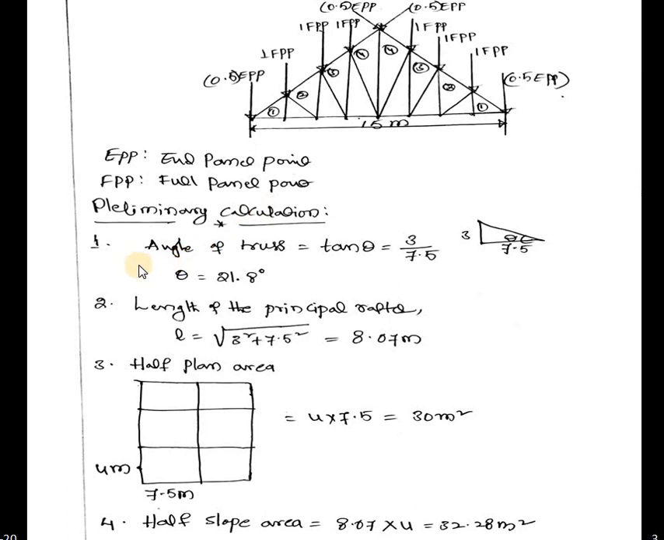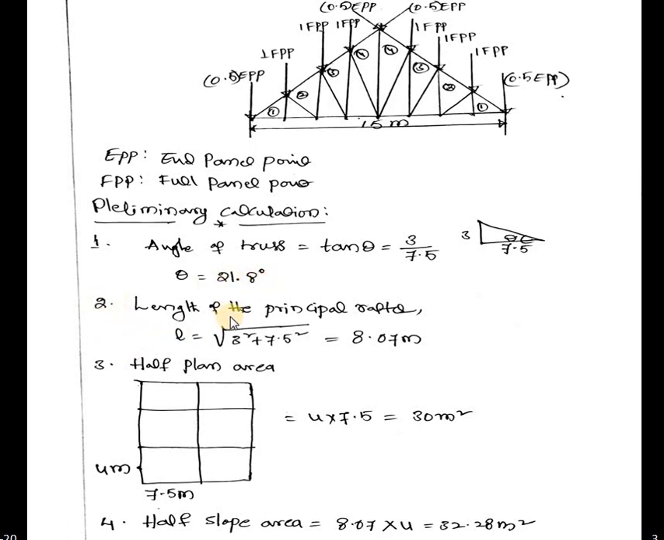Now what is the first requirement? Angle. So how to calculate the angle of the truss: tan theta, that is the pitch, equal to rise over half the span. The rise is 3 meters, half of the span is 7.5. Then theta equals 21.8 degrees, that is the angle of the slope from here to here. This is how much? 21.8 degrees.